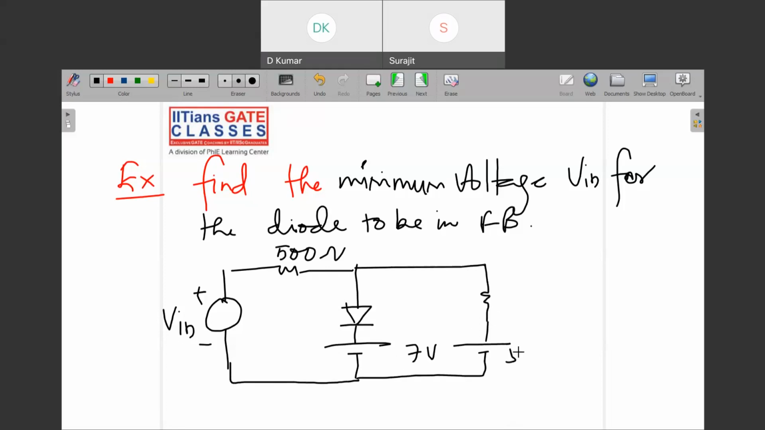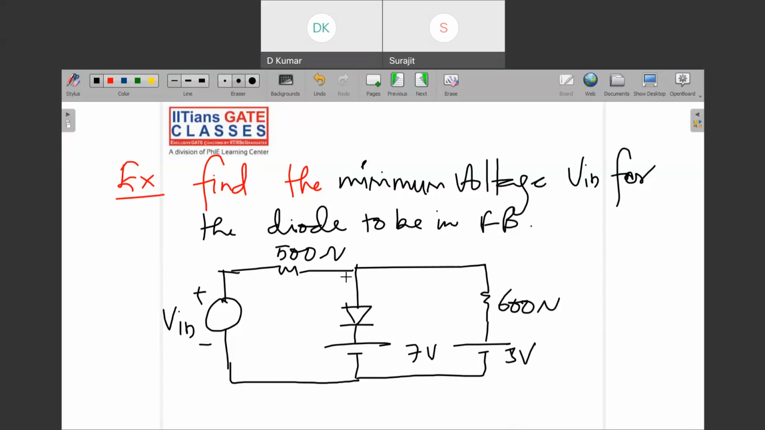Okay, we will discuss something related to the actual semiconductor diode and the IV characteristics. Right now we are discussing just the ideal case of a diode. So this is what the picture is, and you have to determine the minimum voltage V for the diode to be on. Initially you can consider that the diode is on only.